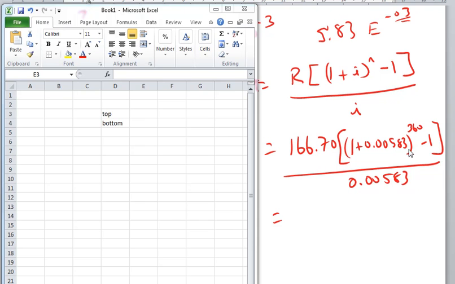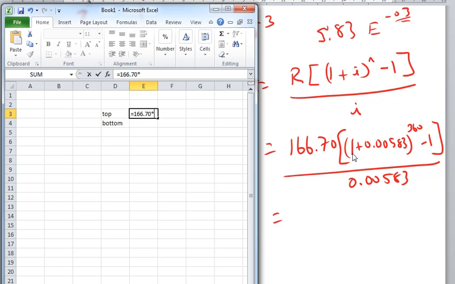So we can do all the top and then the bottom separately if you like. For the top, I'm going to put in here the answer equals, and you can do it all together if you want, 166.70 times, if there's no operation, put the times in. Now I've got 2 sets of brackets to open up, 1 plus 0.00583, close the bracket, to the power of, that little hat, shift 6, 360, minus 1, close the bracket, so that's the top.